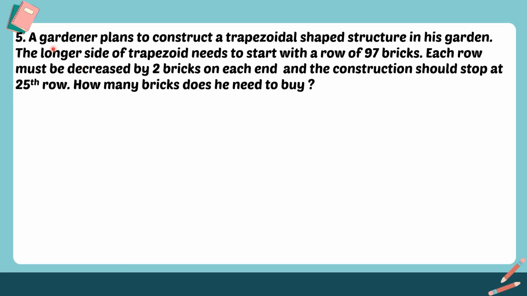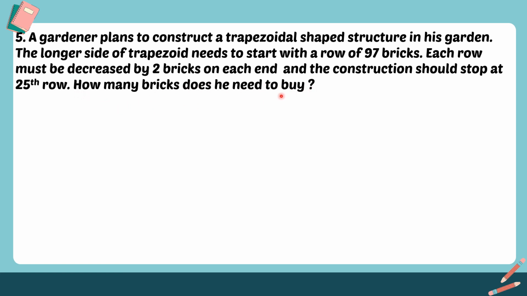Let's have the fifth example. A gardener plans to construct a trapezoidal-shaped structure in his garden. The longer side of the trapezoid needs to start with a row of 97 bricks. Each row must be decreased by 2 bricks on each end, and the construction should stop at the 25th row. How many bricks does he need to buy?